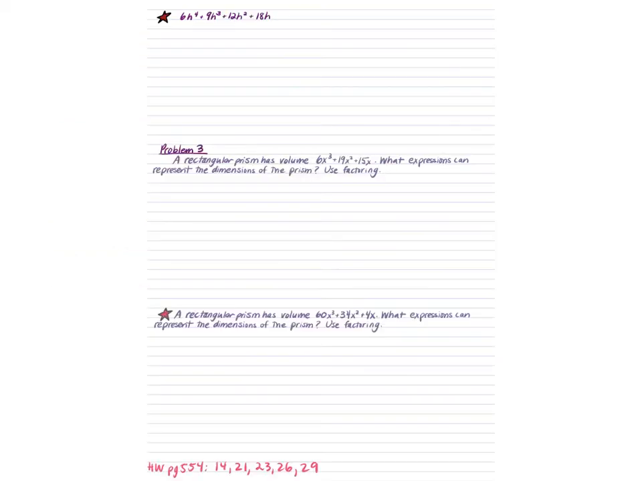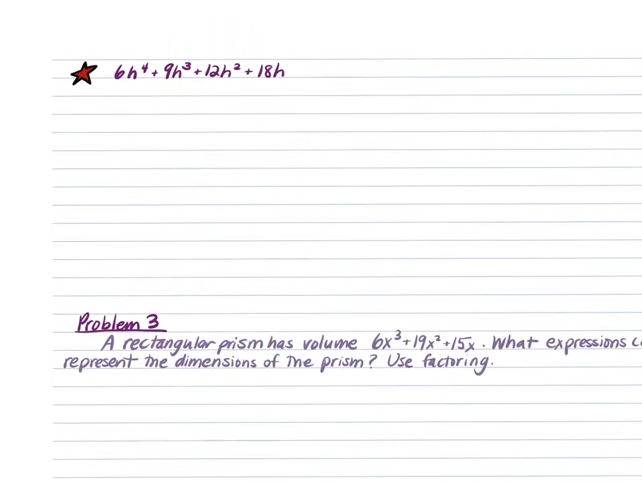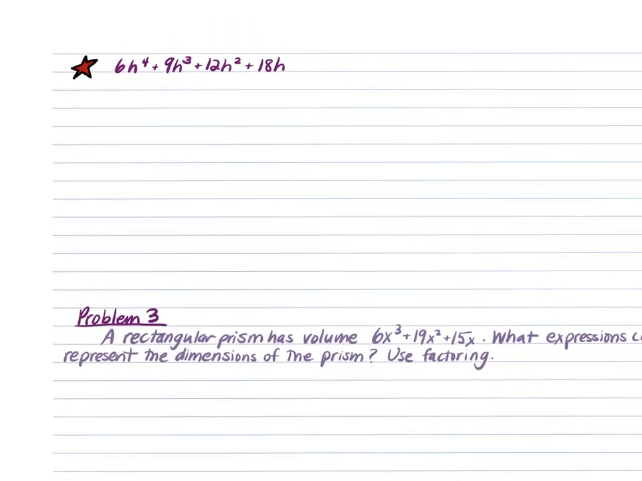Okay, so try this one on your own. Look for GCF, then factor by grouping, and then make sure you leave all your factors. Press pause and then check back for the solution.